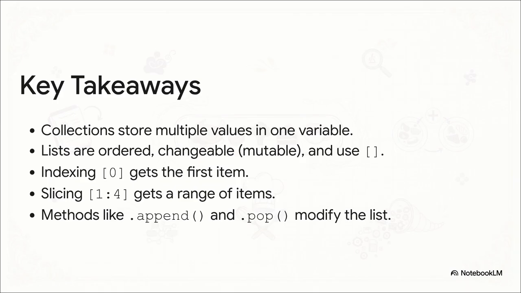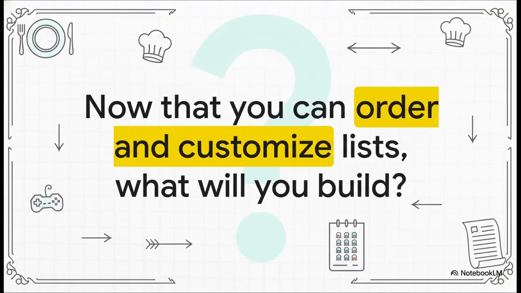You make them with square brackets, you use that zero-based indexing to get single items, you slice them to get a range of items, and then you use methods like append and pop to change them. That's really the core of it right there. A list is truly the versatile workhorse of Python. I mean, from a simple to-do list app to managing all the enemies in a crazy video game, lists are absolutely everywhere. So, now that you know the fundamentals of how to order one up from the menu and customize it exactly to your liking, the only real question left is, what are you going to build with it?